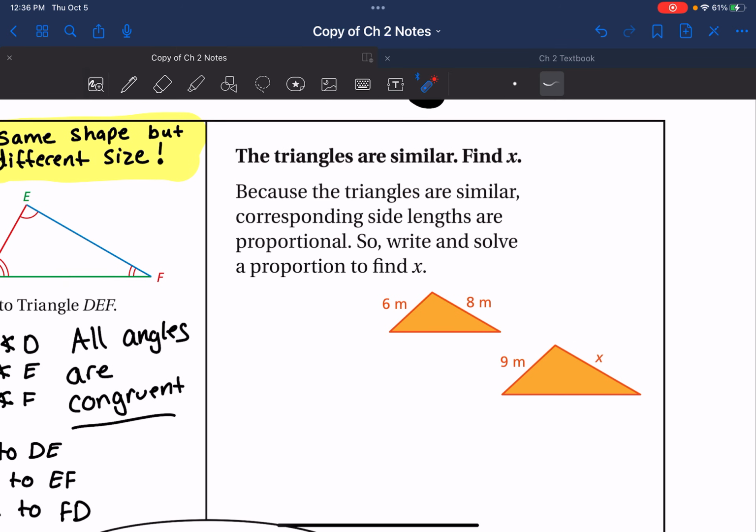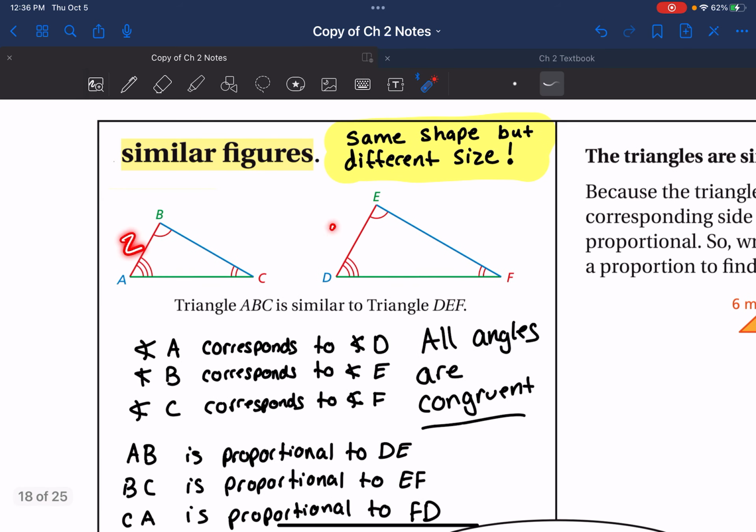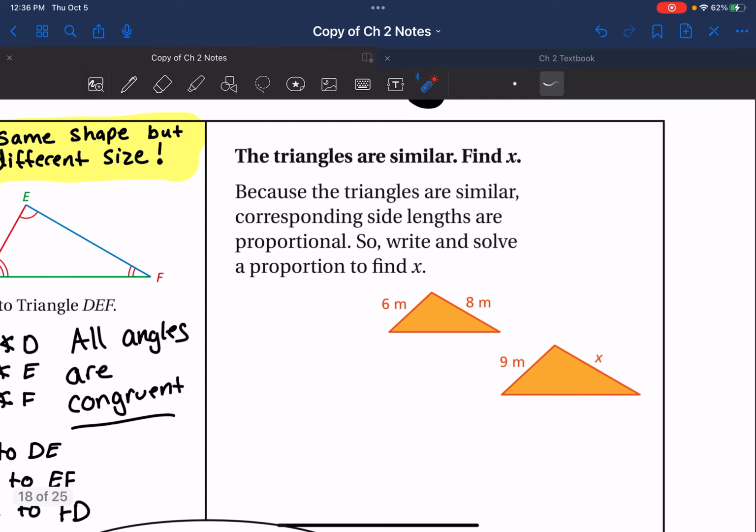The triangles are similar. Find x. So sometimes it's not going to be asking you if they are similar. It'll just flat out tell you they are similar. Now go find x. Now remember how over here, if I said this was a 2 and this was a 4, and if this was a 3, this would have to be 6? And the reason why was because if I times this by 2, I have to also times this by 2 to make them similar, right? Same thing over here.